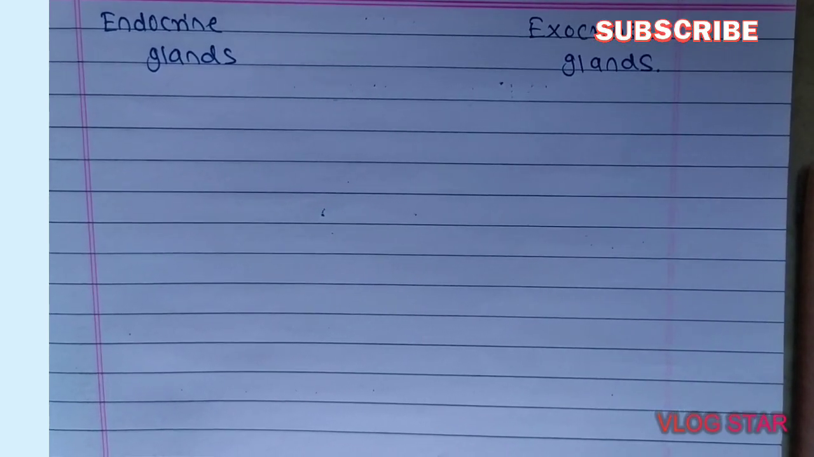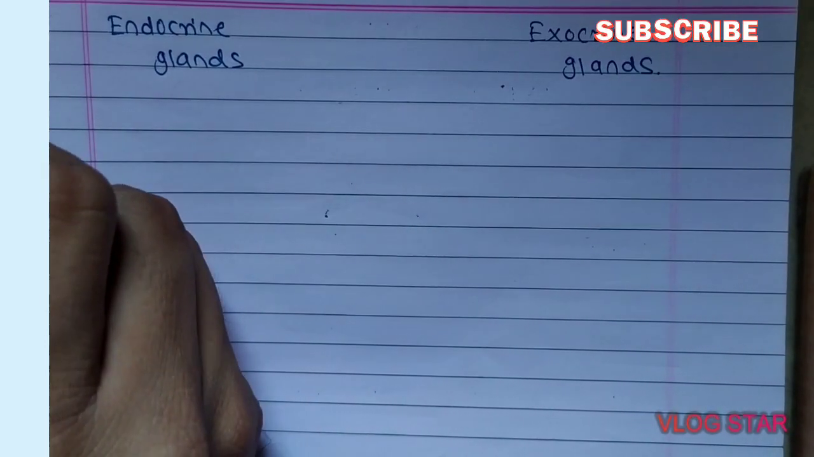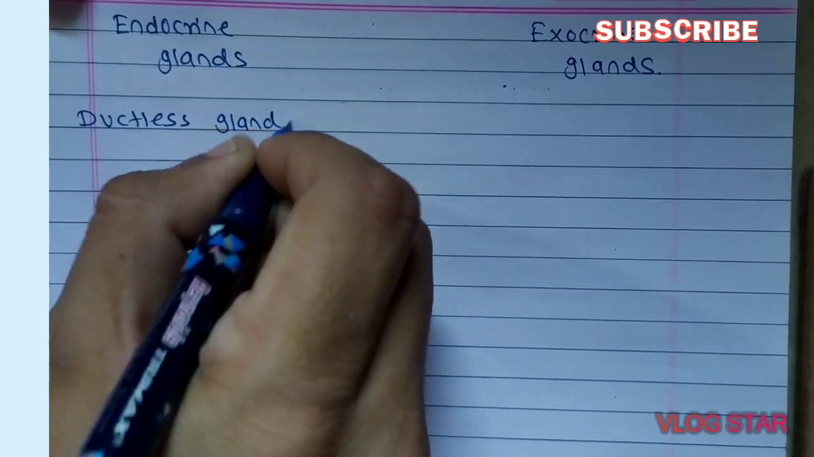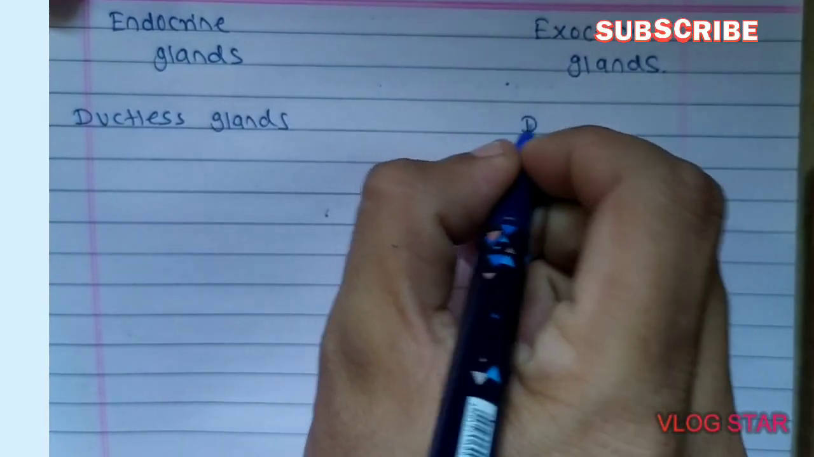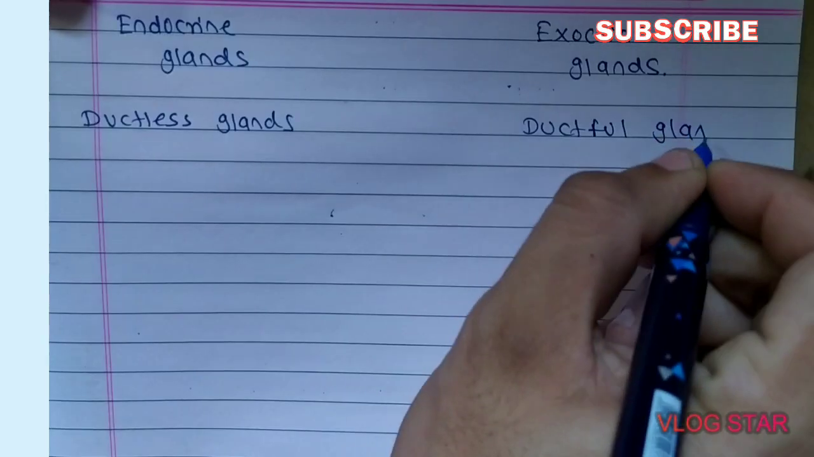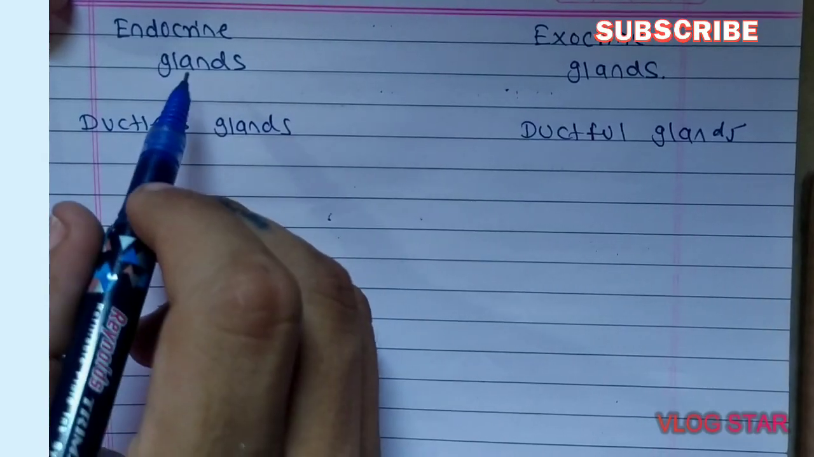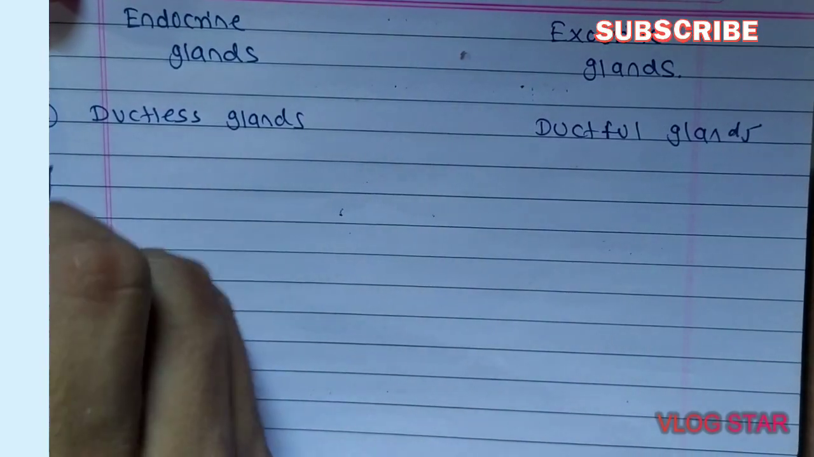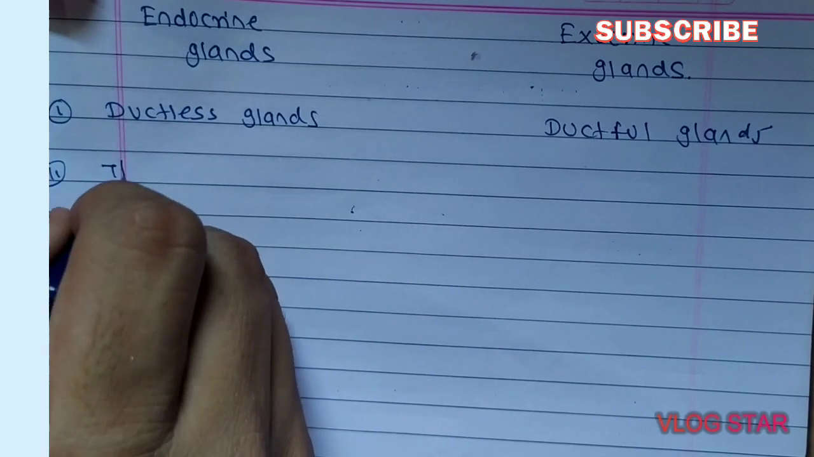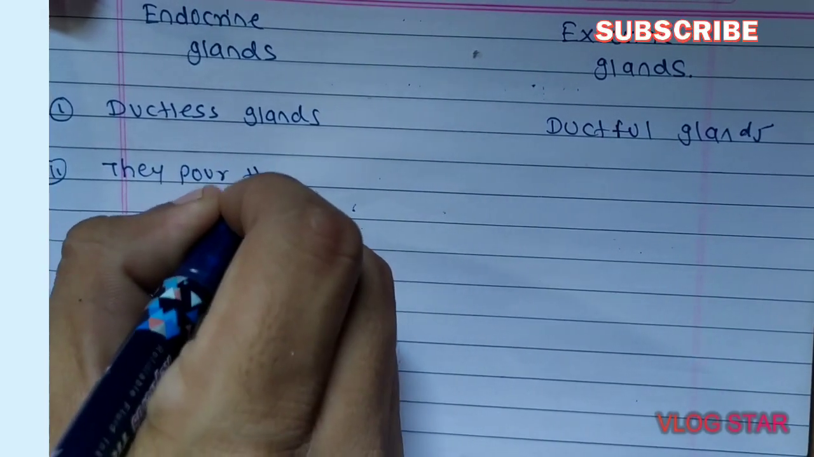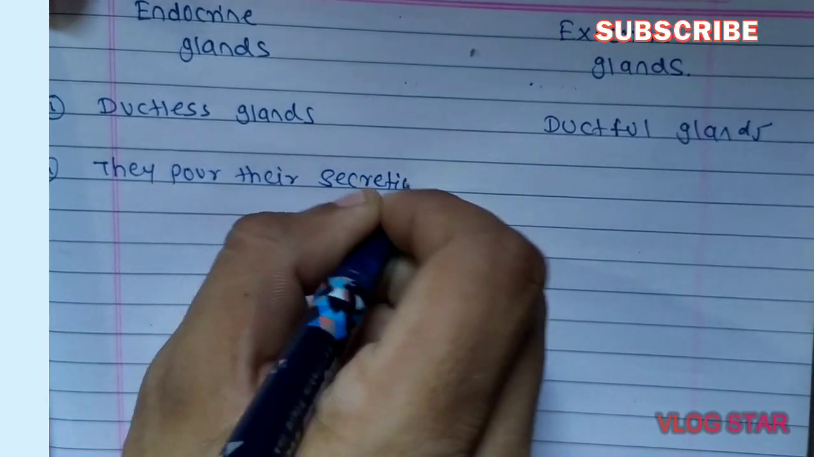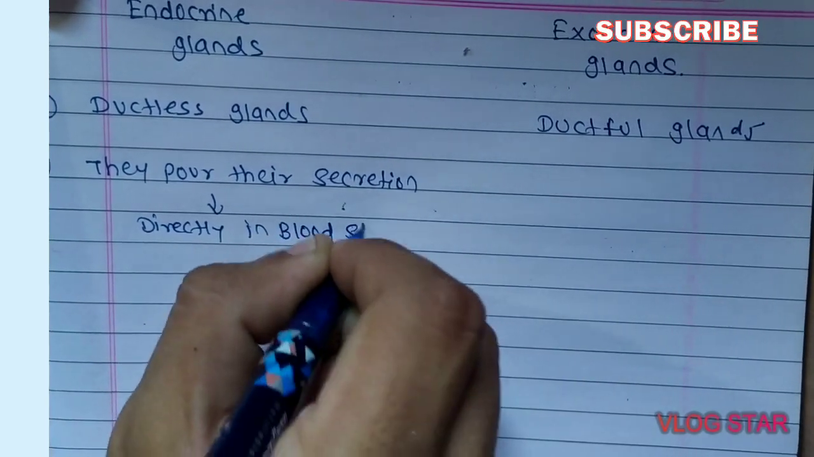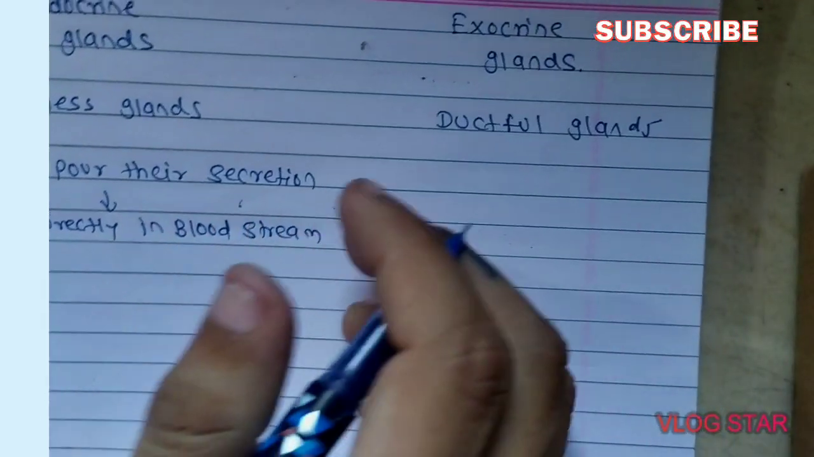Let us talk about more points about endocrine glands and exocrine glands. First, endocrine glands are ductless glands, whereas exocrine glands are ductful glands. The endocrine glands pour their secretion directly into the bloodstream because they do not have any duct.